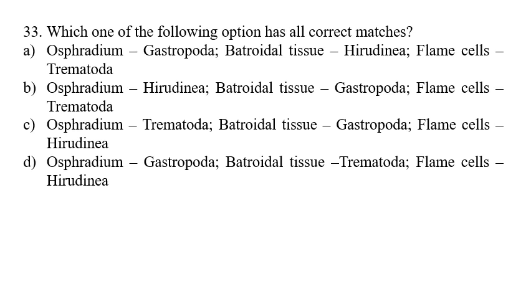Next, which one of the following options has all three correct matches? Okay? So the botryoidal tissues are found in the Hirudinea. ठीक है? So इसी से ही आप पता लगा सकते हो तो that option A is correct because there is no other option in which these two are matching. And we know that the flame cells are the excretory organ in case of the Trematoda, and the osphradium is found in the molluscs in the Gastropoda. Okay? So in this case the option A is correct.